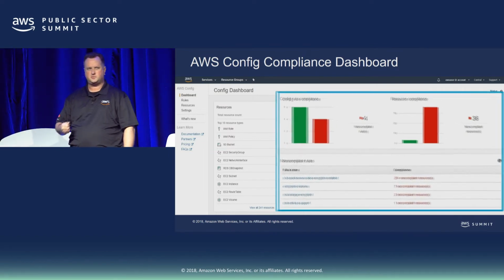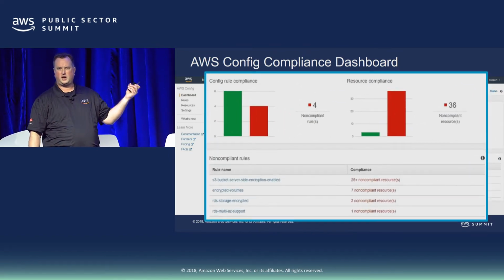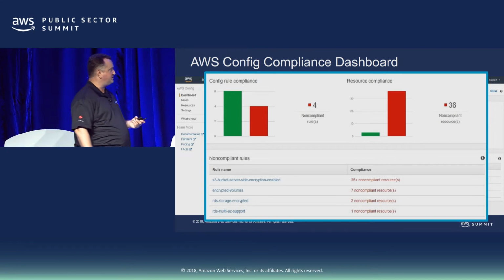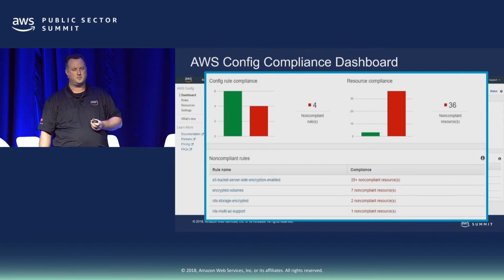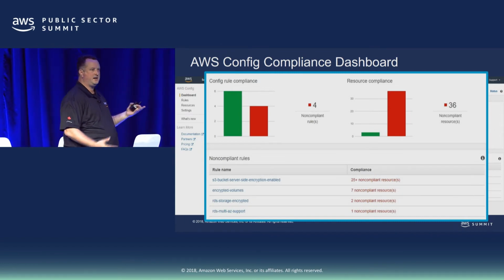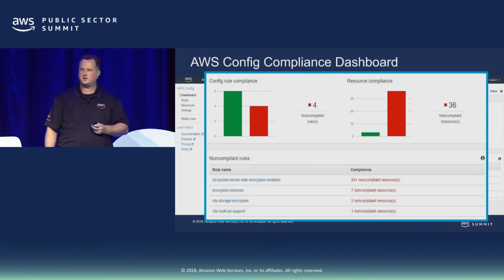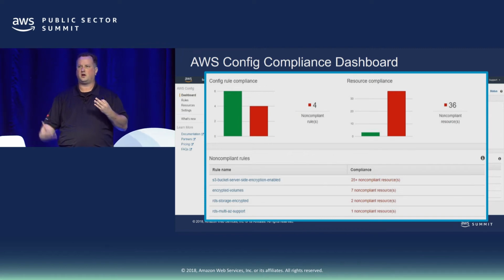So if I zoom in on the dashboard a bit here, I just took this from my account. There's a few resources here that don't have encrypted volumes, don't have their RDS storage encrypted, et cetera. So I could take something like this and send it out as a report to people, but I want to take it a little further and automate it.